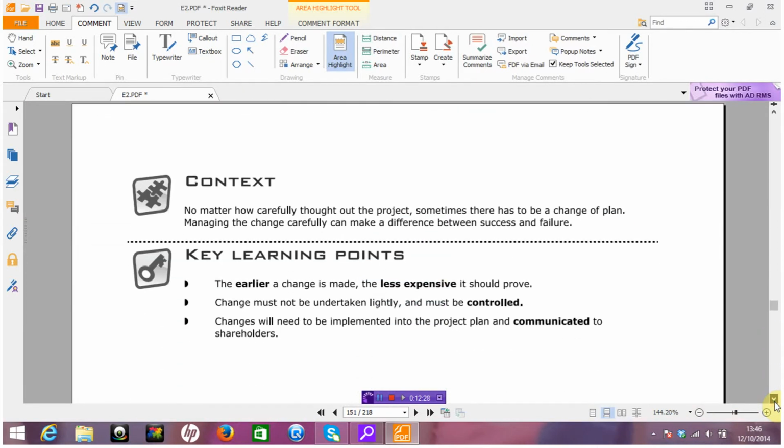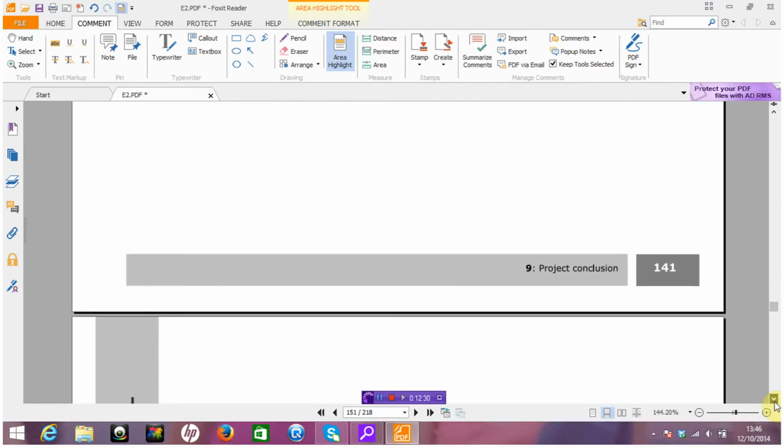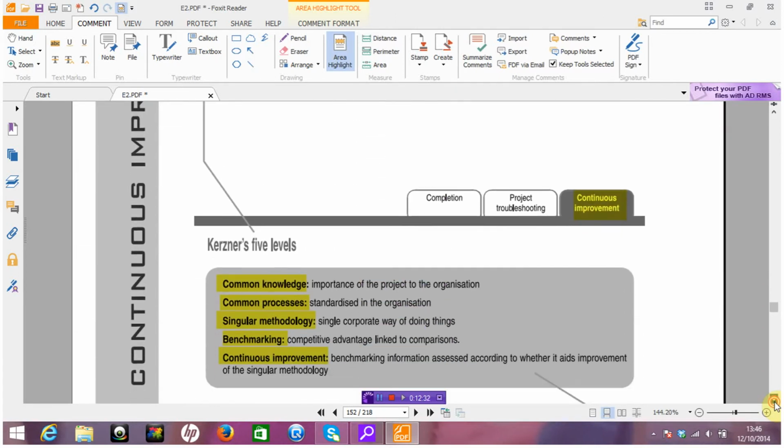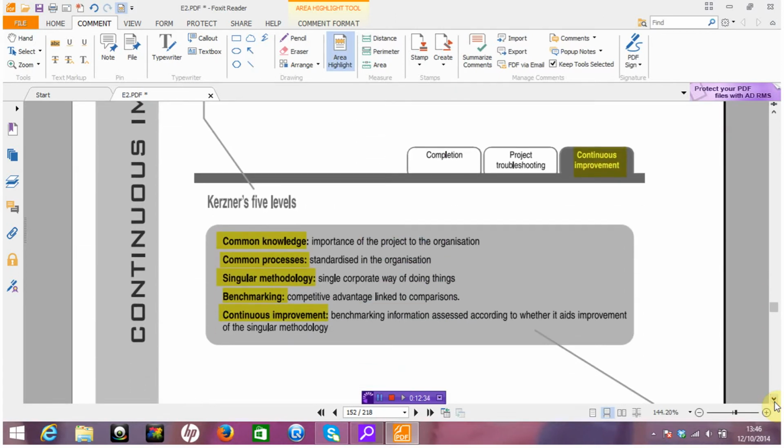Now, moving on to the next point, this last point. This area of continuous improvement is not something that you'll see examined at all. In fact, I've never seen Kerzner's 5 levels examined. We'll just take you through it fairly briefly. Really what we're talking about here is, I think, overall an individual entity's view of projects. In other words, where they see projects within their organization.